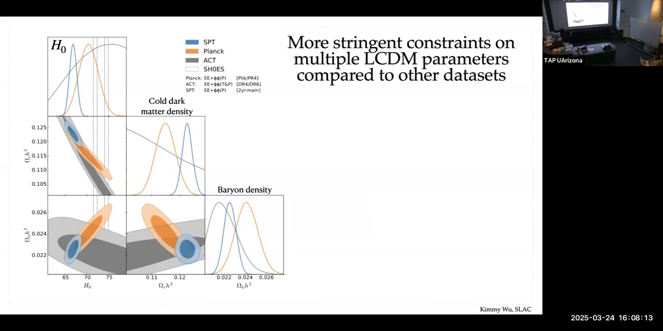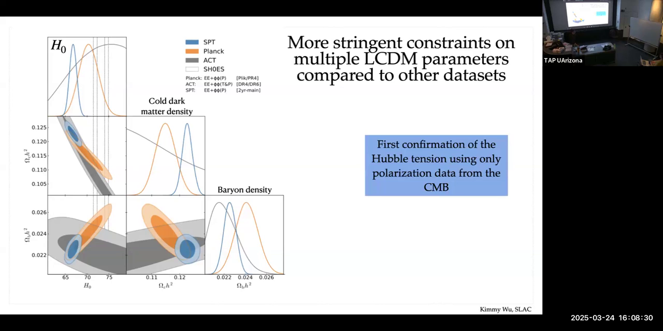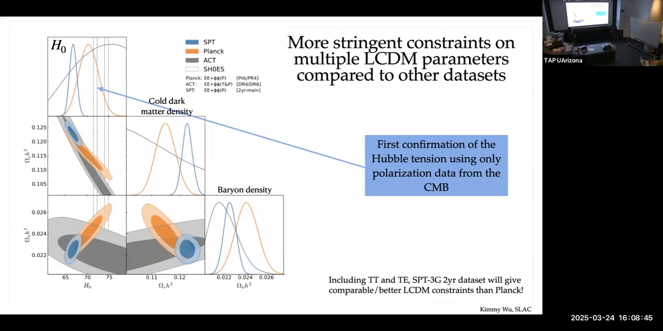So in blue are our 1D and 2D posterior contours in H0, cold dark matter density, and baryon density. In blue is SPT, orange is Planck, and gray is ACT. This is actually the first confirmation that the Hubble tension exists also in polarization only measurements of H0, between the distance ladder inferred H0 and the CMB measurement. Including TT, TE from the 2-year data set will give comparable or better lambda CDM constraints than Planck. I'll show a forecast in a couple of slides.